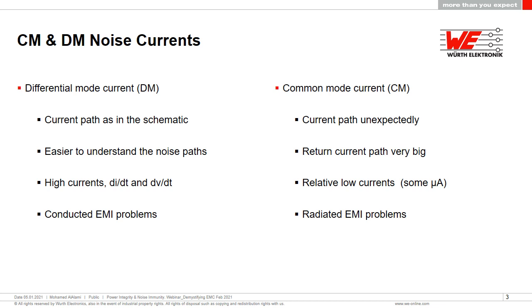And it's not always the case, but they result in conducted emissions, EMI problems, but of course this can also be radiated as well. From a common mode point of view, this is where it becomes quite challenging because the current paths aren't clear. Sometimes the current goes through huge loops. They're relatively low amplitude currents, so microamps. We're not talking about amps of current here. And more likely than not, it results in radiated EMI problems, but we've also seen it in conducted as well.